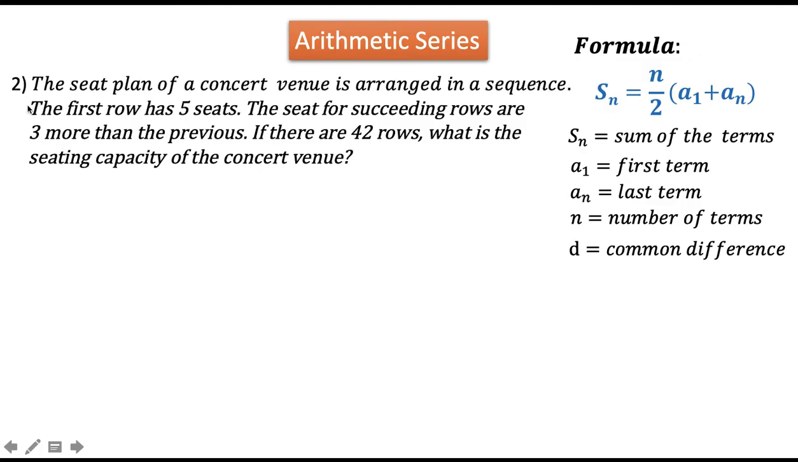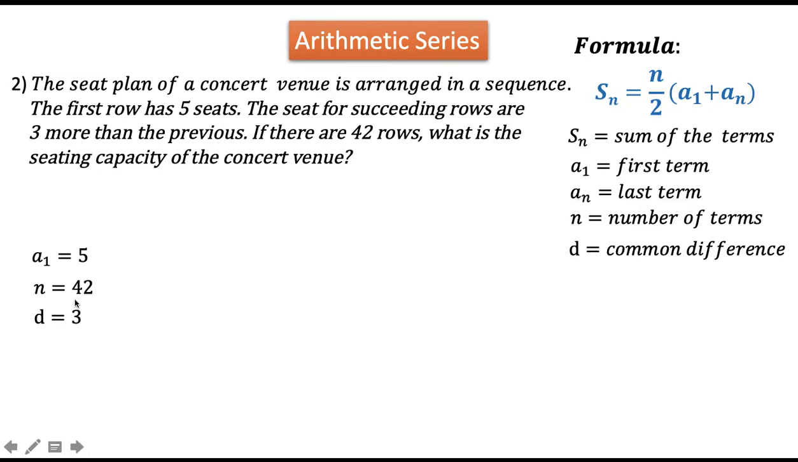In our given number 2, the seat plan of a concert venue is arranged in a sequence. The first row has 5 seats. So in our given, a sub 1 is equal to 5. The seats for succeeding rows are 3 more than the previous. So this tells us that the common difference is 3. If there are 42 rows, this tells us that there are 42 terms. So our n is 42.